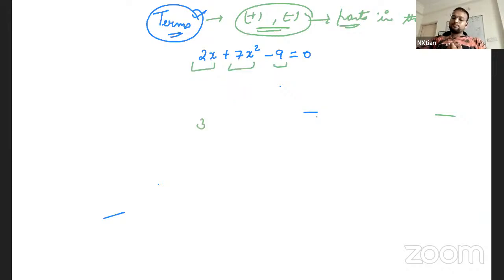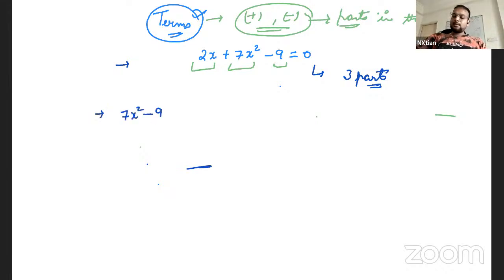Understood, guys? Yes or no? So, how many parts are there? There are total 3 parts. Don't write. I'll tell you when to write. Now, if I am writing 7x squared minus 9x plus 5 is equal to 0, tell me how many terms are there in this equation? Is it 3? Yes, it's 3. This is the first part, this is second part, and this is the third part.